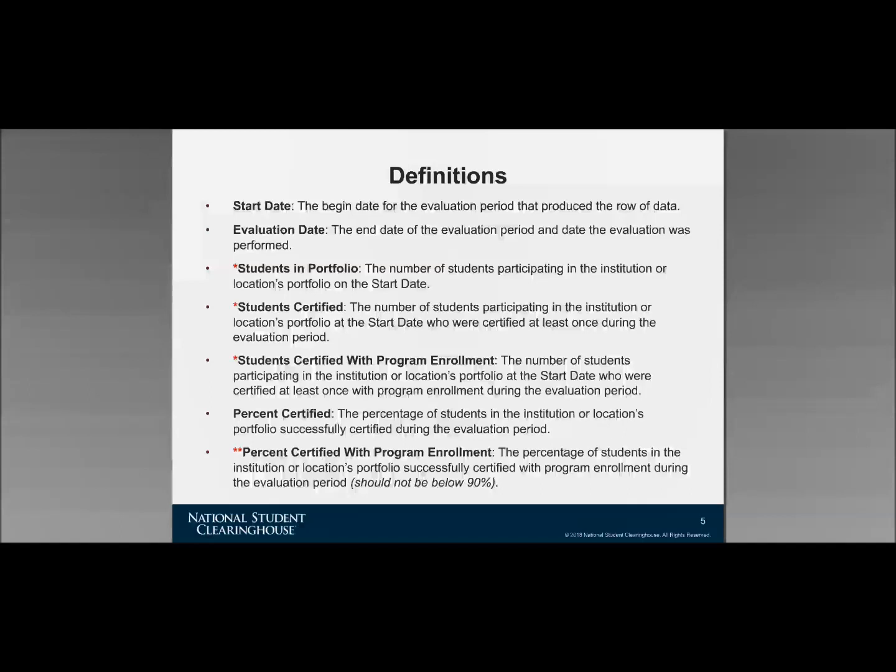So some highlights on this page. The definitions that you see here, there are three of them that have a single red asterisk. Those are the ones that go directly in to the calculation that NSLDS does to get your statistical score each evaluation period.